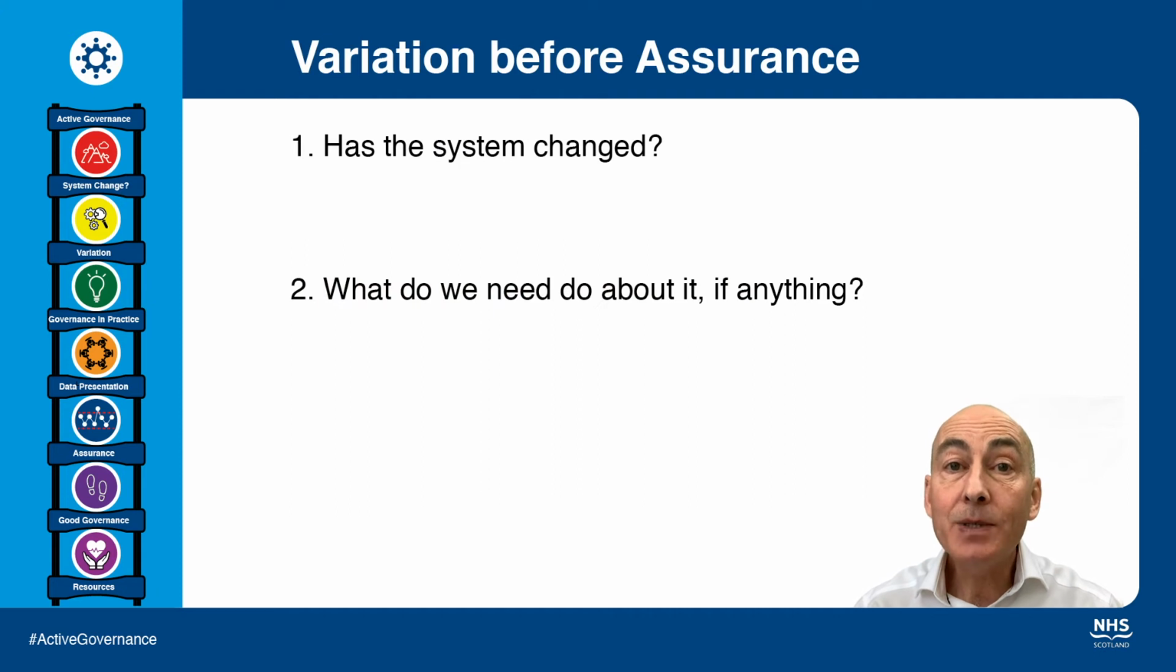It is absolutely critical that you look at the variation in the system before you consider assurance. So what does this mean? You need to know whether your system has changed, is exhibiting any signals for special cause prior to looking at the targets. And I guess this is the key point within this whole training, is that you need to look at variation first and then assurance.